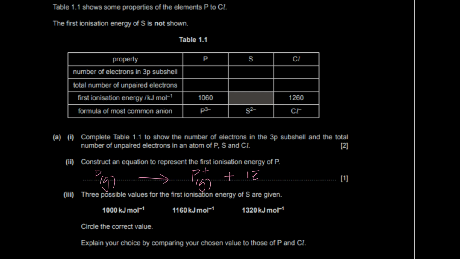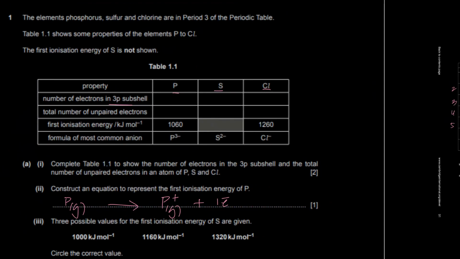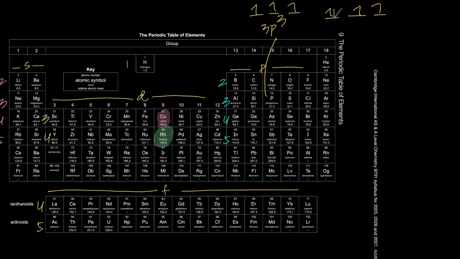And I forgot to complete table 1.1. So complete table 1.1 to show the number of electrons in the 3p subshell and the total number of unpaired electrons. So how many electrons are there in the 3p subshell for phosphorus, sulfur, and chlorine? For phosphorus, there are 3 electrons. See, 1, 2, 3. It's 3p3, so 3 electrons in the p. Sulfur is 3p4.